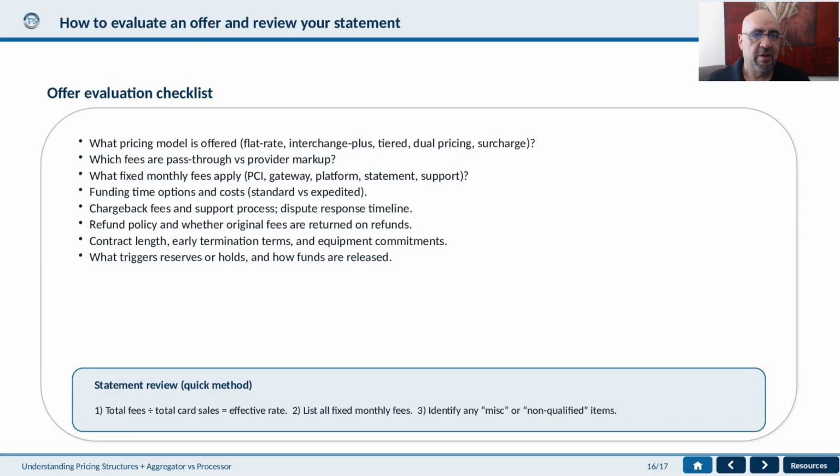Refund policy and whether there are fees or returns on refunds. Contract length, early termination fees, and equipment commitments. What triggers reserves and holds, and how funds are released. It's a good checklist to ask. Statement review, quick method. Again, effective rate: total fees divided by total sales equals what you're actually paying.